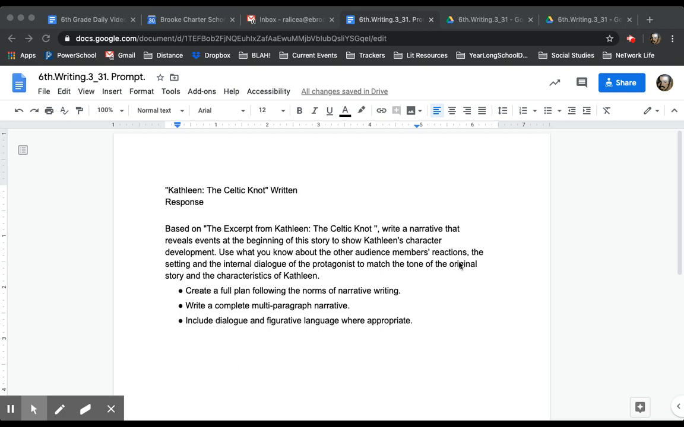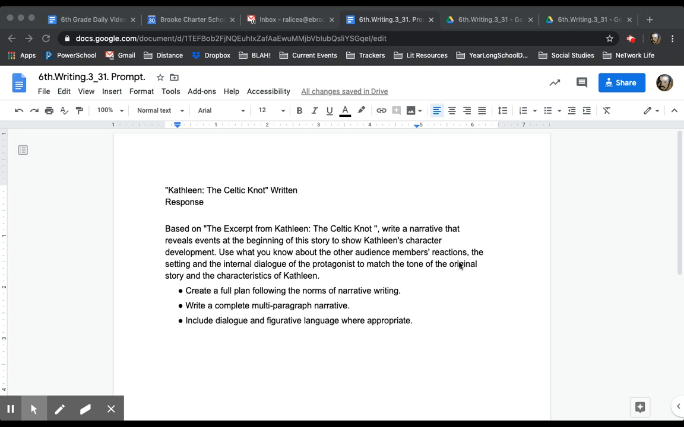Use what you know about the other audience members' reactions, the setting, and the internal dialogue of the protagonist to match the tone of the original story and the characteristics of Kathleen. Write a full plan following the norms of narrative writing. Write a complete multi-paragraph narrative and include dialogue and figurative language where appropriate.